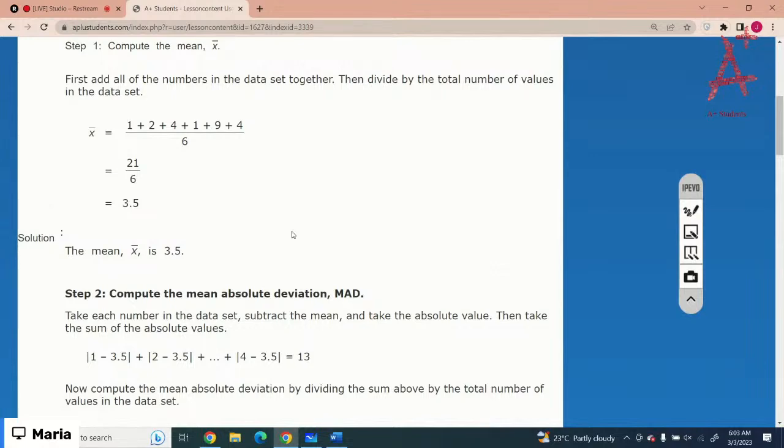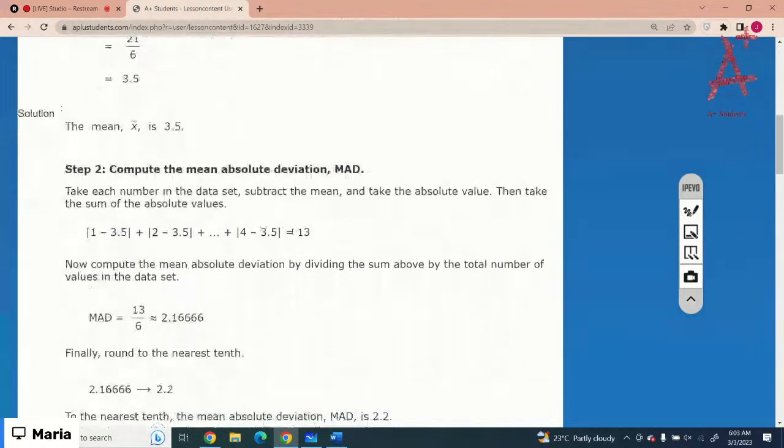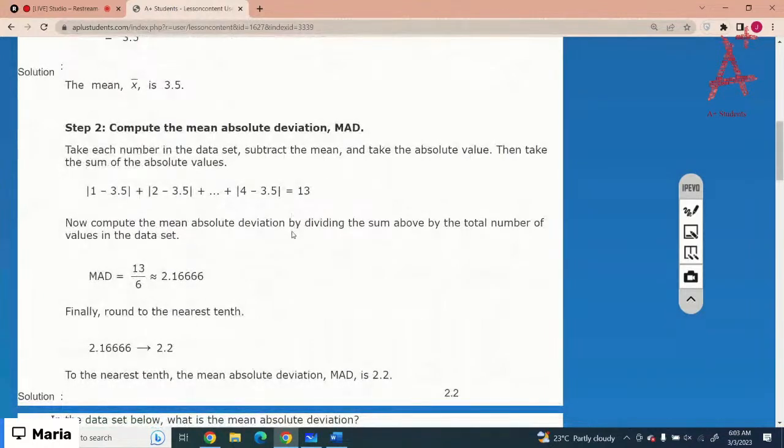How do you calculate mean absolute deviation? You have to subtract the mean value out of all the values in the data. Got it? And you have to calculate the absolute value. Absolute value means no negative values, only the positive values. Then you have to sum them all up. Like 1 minus 3.5, 2 minus 3.5. 3.5 is the mean value. You have to subtract the mean from all the numbers one by one. Then you have to add them.